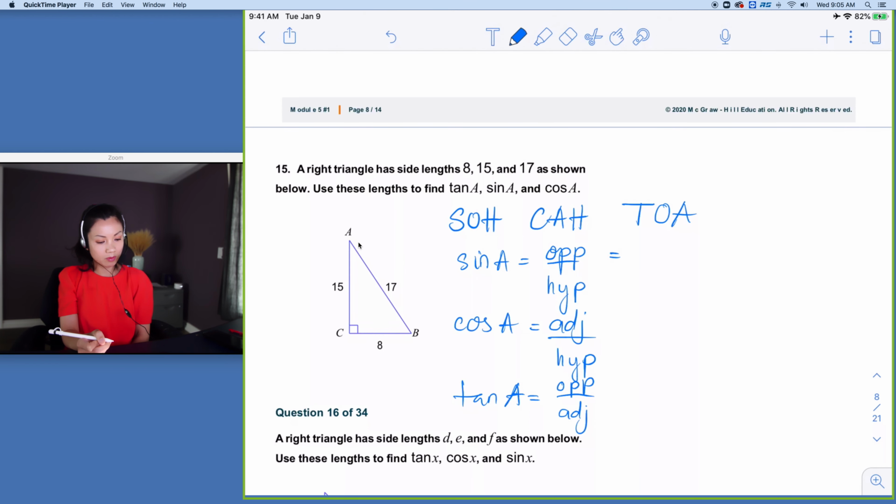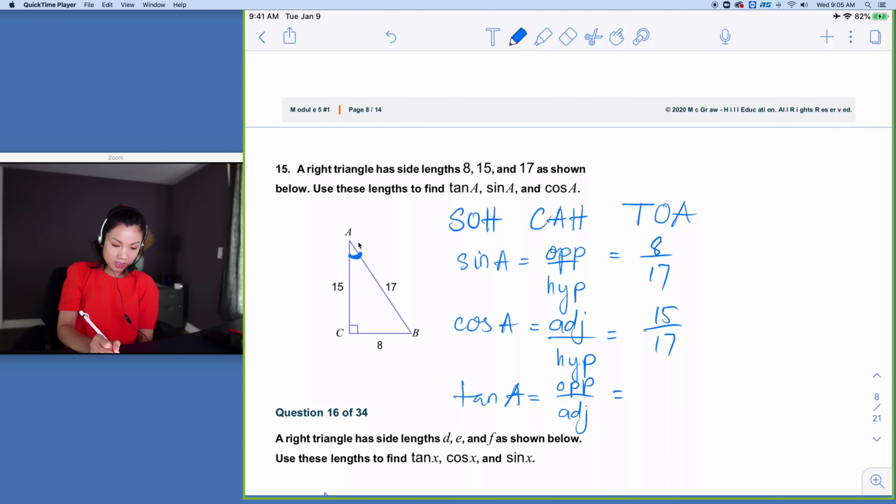Okay, now we're ready to write. So you see, this is angle A here. So opposite over hypotenuse, which is 8 over 17. Adjacent over hypotenuse is 15 over 17. And opposite over adjacent, 8 over 15. Okay, so those are the answers.